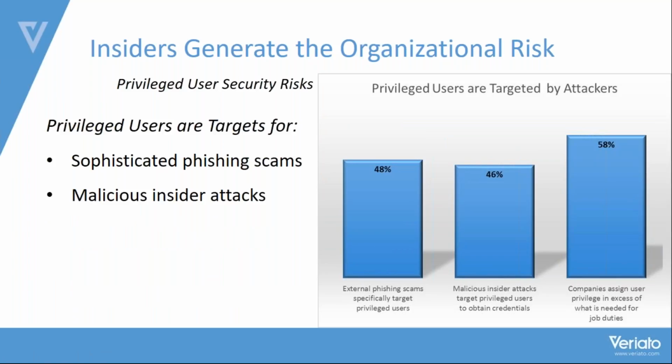Now, privileged users. What are they privy to? What are they targets for? Sophisticated phishing scams. Now, I fell for one that wasn't that sophisticated. Somebody sent me an email and said, oh, Derek, you got something. And me being me, oh, I got something. Let me go see what it is. But 48%, as you see here, of external phishing scams are specifically targeted towards individuals in high-risk positions who have privileged system access. They're looking for those people. And 40% of all malicious insider attacks target known individuals in high-risk positions to obtain their privileged access credentials clandestinely. They want to get them so they can escalate those privileges and do whatever they want within your system.